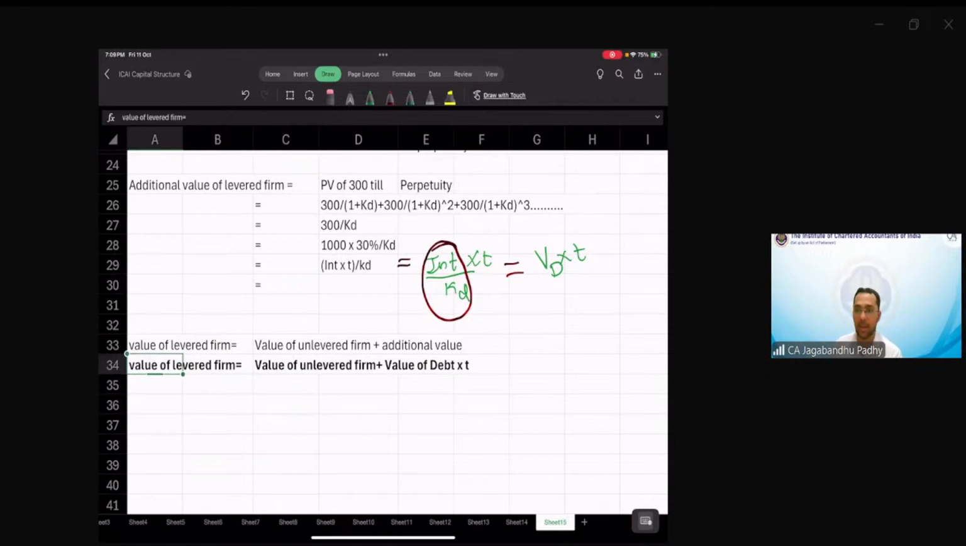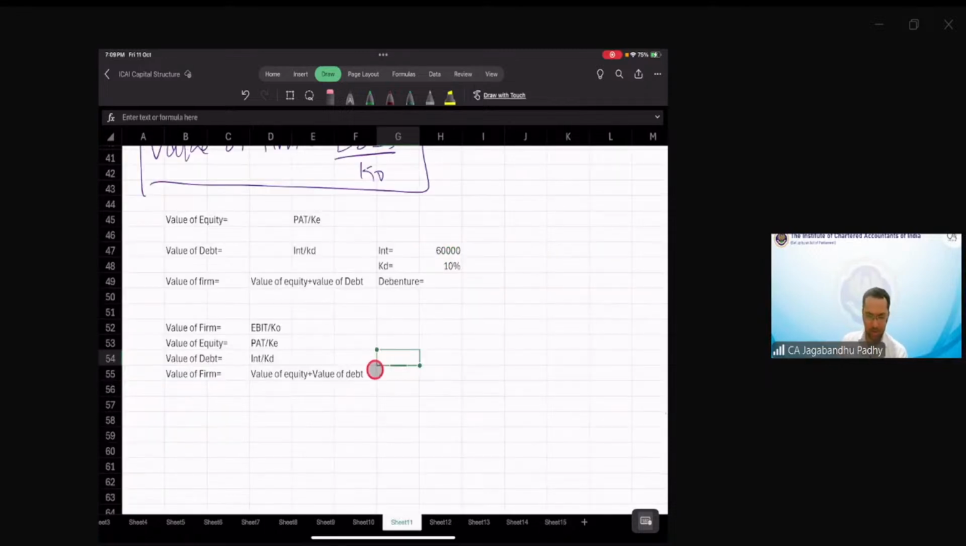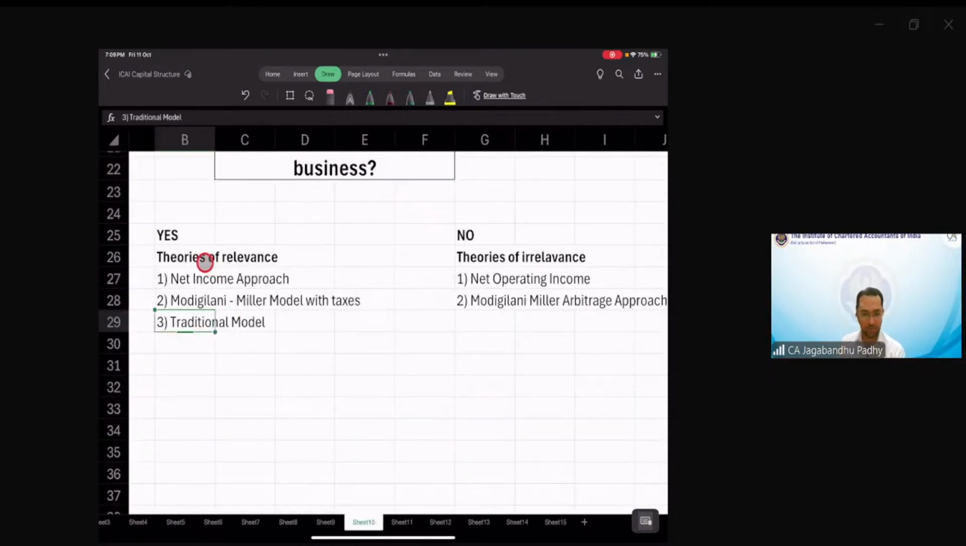Okay, so this is what we have covered. We are done with the net income approach, the net operating income approach, the MM model with taxes and also the traditional model. Now only one model is left, which is the Modigliani and Miller arbitrage approach. That we will definitely take up with the help of certain examples and questions. Now let's take a break, because post break we'll do some questions on these models, and at the end of our session we'll take up questions on the Modigliani and Miller arbitrage approach.